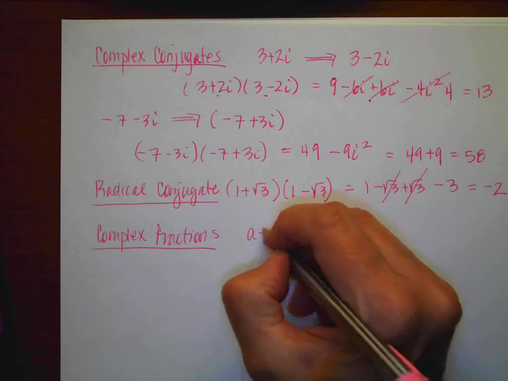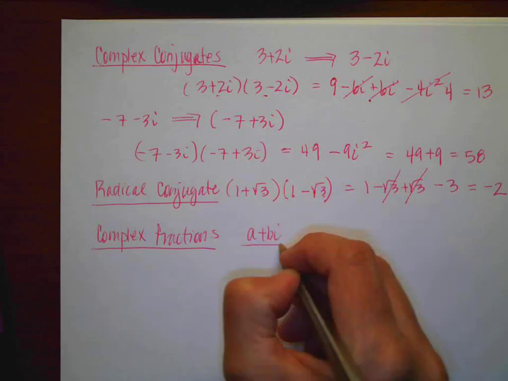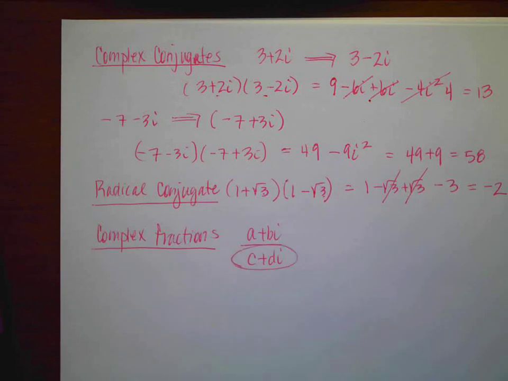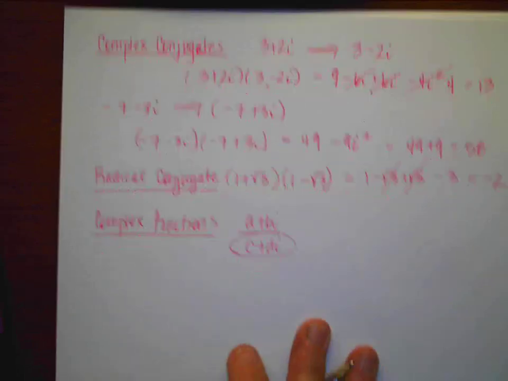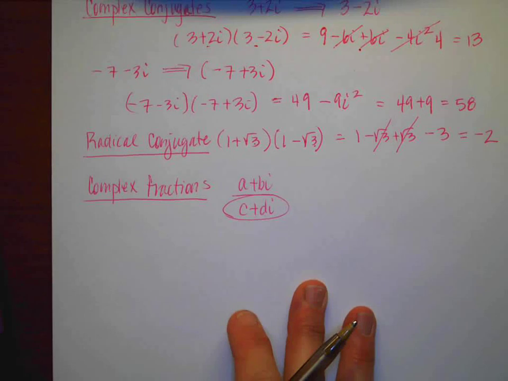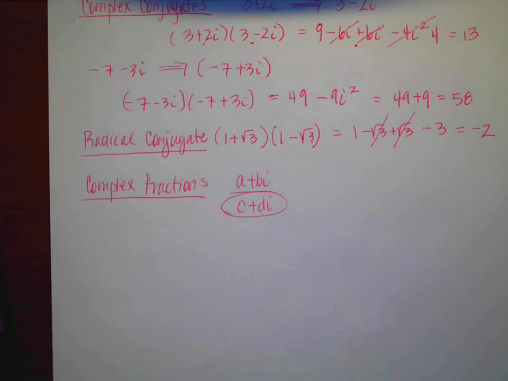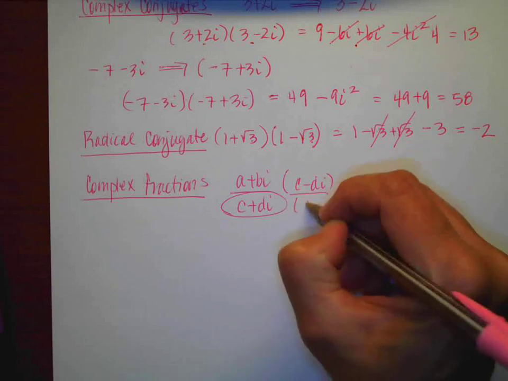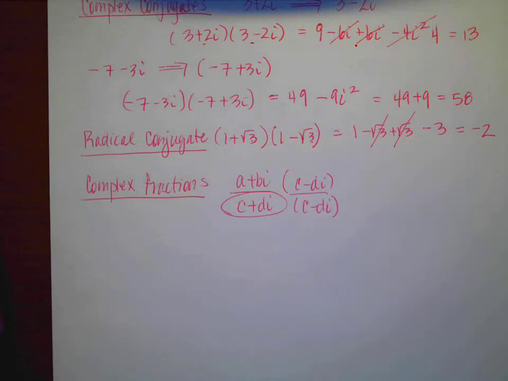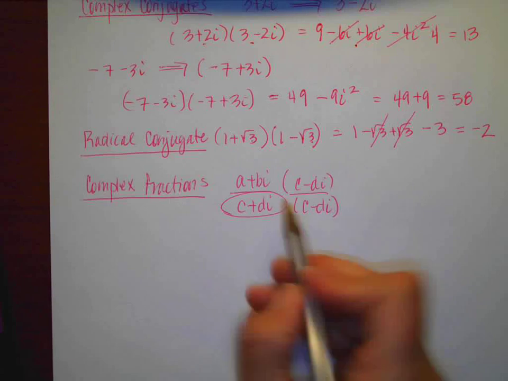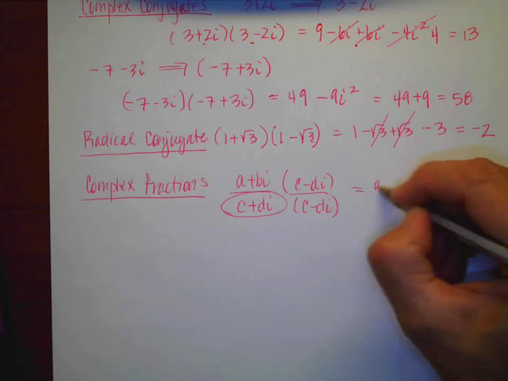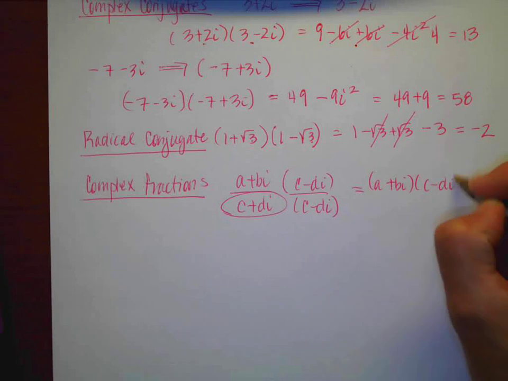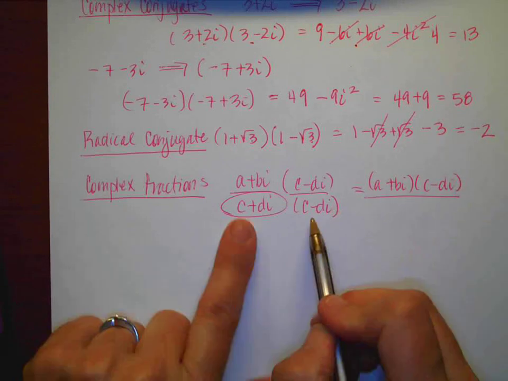So let's say I have a complex fraction and it looks like a plus bi over c plus di. This is the problem. We can't leave complex numbers in the denominator, so we would have to multiply by c minus di over c minus di. Okay? In the numerator, I'm not going to multiply the numerator out. I'm just going to leave it like this, for example, c minus di.